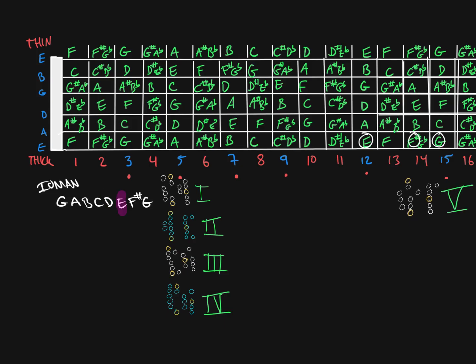E, F sharp, G, A, B, C, D, E, F sharp, G, A, B, C, D, and then back to E. Go ahead and do the octave thing again, and then we got another mode. Go ahead and bank that one.